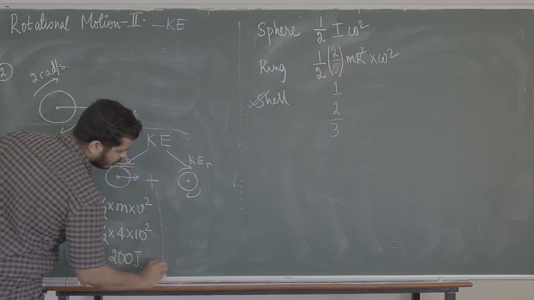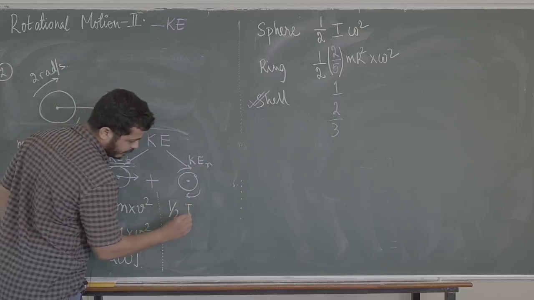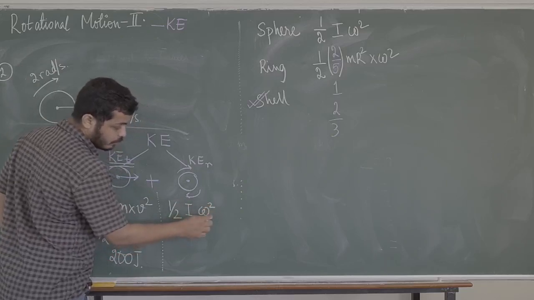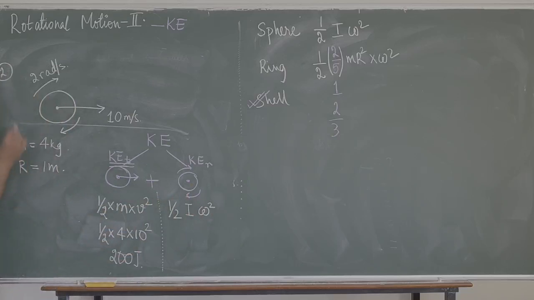Next, rotation. Because something is rotating, you will write half I omega squared. Do not write v is equal to r omega, keep that in mind. Because it's a disk, write half m r squared, that is your value of moment of inertia. Half, mass is 4, radius is 1, put 1 squared. Moment of inertia is 2 kg meter squared.